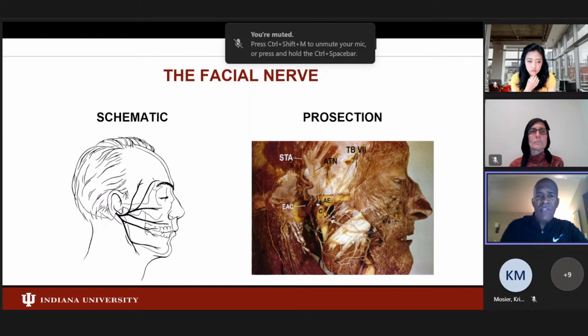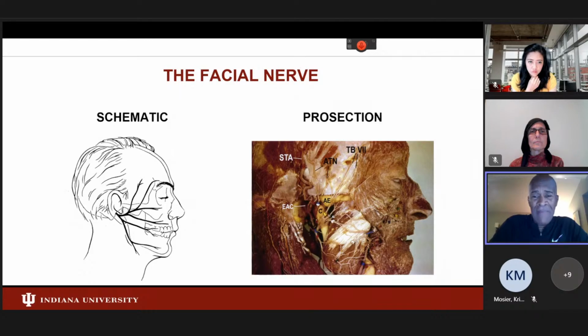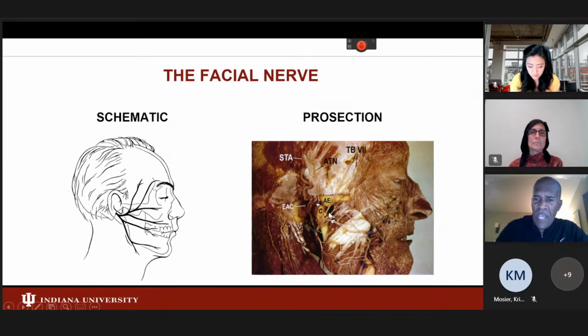Now, as a TMJ surgeon, there are two structures in particular that are my enemy when I'm operating and navigating around this joint. The first is shown here. It's called the facial nerve, which I'm sure you all know well. The prosection on the right shows the intimate relationship of the facial nerve and the different branches, 5 main branches, which are ramifying, spreading across the face to supply all the muscles of facial expression.